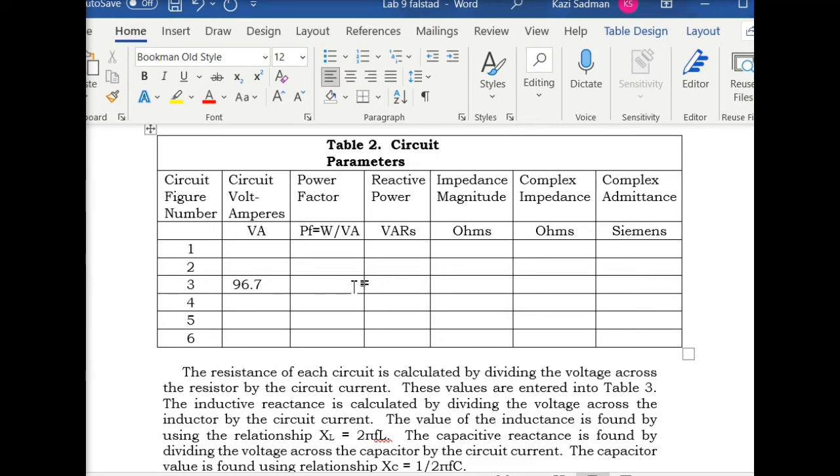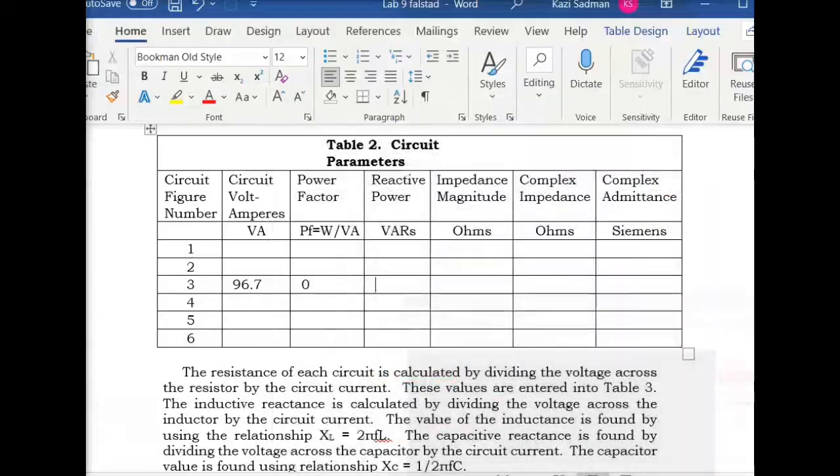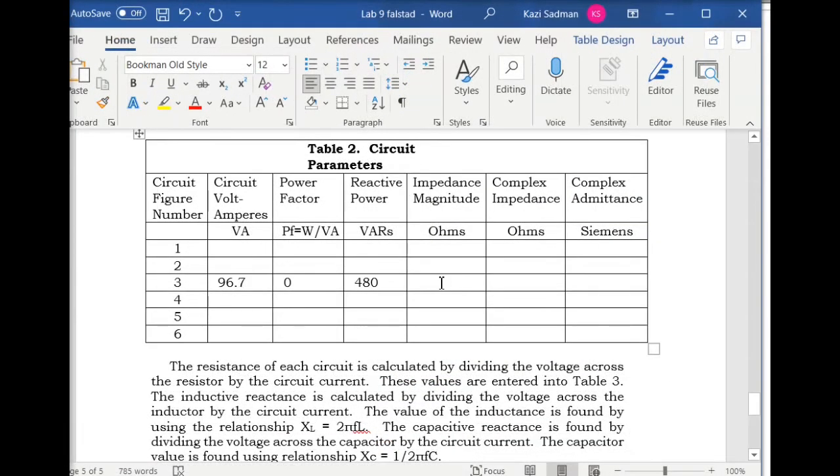Okay, so power factor is obviously going to be 0. And reactive power is nothing but the power across the capacitor. I guess we saw that, right? The power across the capacitor is 480.585. So now, what is the impedance magnitude?